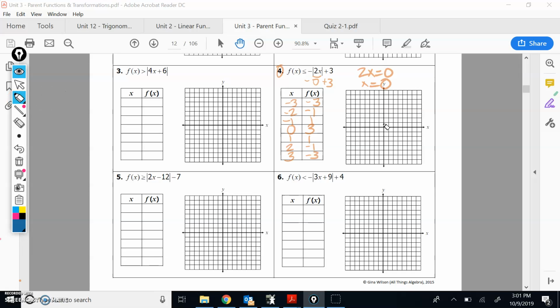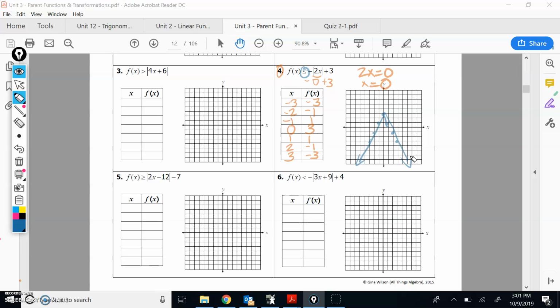Let's graph now. 0, 3, -1, 1, -2, -1, symmetrical on the other side, just like that. Okay. Next thing to check is it's solid or dotted. There is an equal to sign. That means we do have a solid line going in both directions.